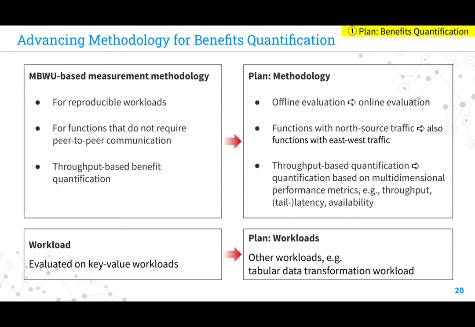Especially, we want the methodology to explicitly specify how to evaluate the function if the function does require data traffic between different file domains. And finally, we would like the benefit quantification with this methodology to be not just based on throughput, but also to account for the other performance metrics, including latency and availability.